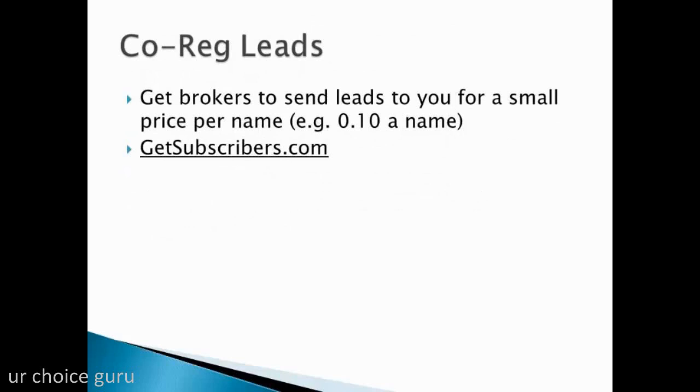Co-reg leads. Get brokers to send leads to you for a small price per name, for example, 10 cents a name. Another method you can do is co-registration leads, or co-reg leads in short. Co-reg leads are like this. You get email brokers to send leads to you for a small price per name that can range from 10 cents a name and so on. Each time a broker sends you a subscriber, you pay a small amount. As such, if the person sends you 100 names at the cost of 10 cents each, you pay a total of $10. The prices may differ, but the good thing about this method is that when you get reliable email brokers, you can have them refer targeted traffic to you, and you can acquire targeted subscribers for a nominal fee.